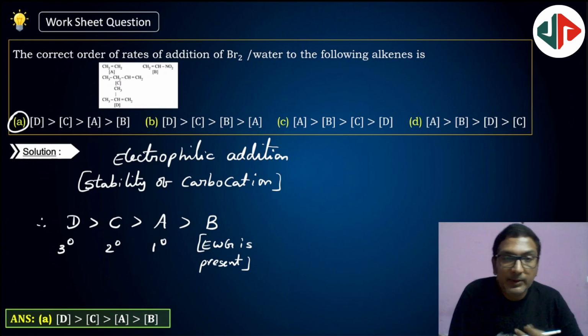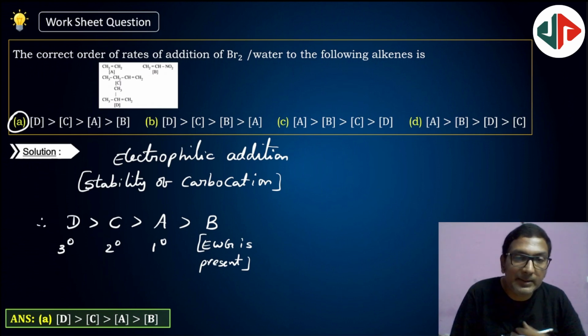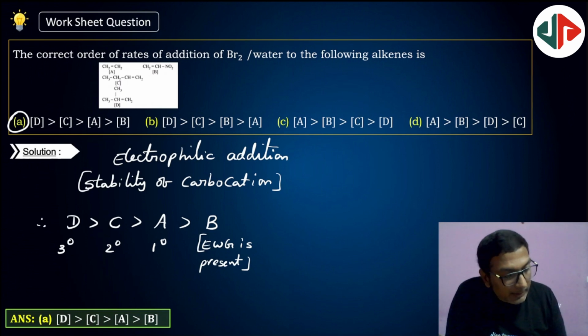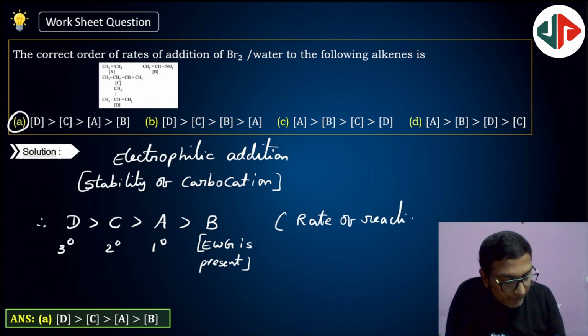So D compound will form tertiary carbocation, which is highly stable. Next C, secondary. After that, between A and B, A can form primary, which is stable when compared to B, because B contains an electron withdrawing group that can destabilize the carbocation. D, C, A, B. So this is the rate of reaction, or stability of carbocation.